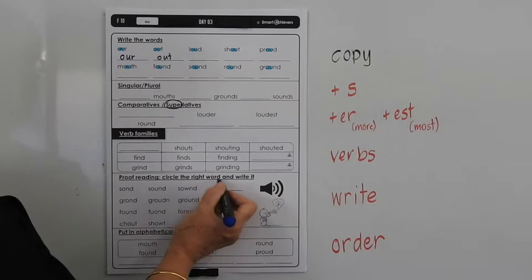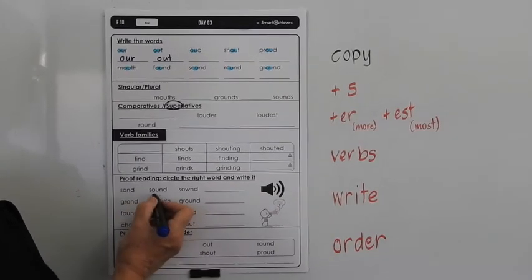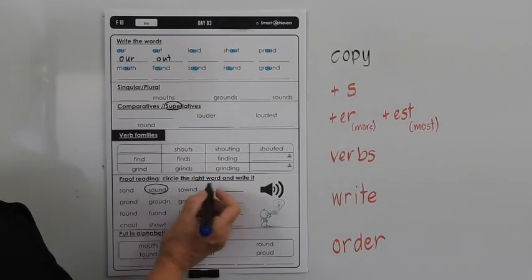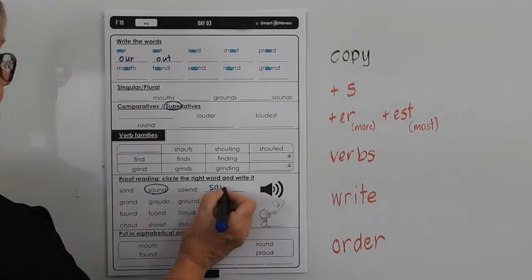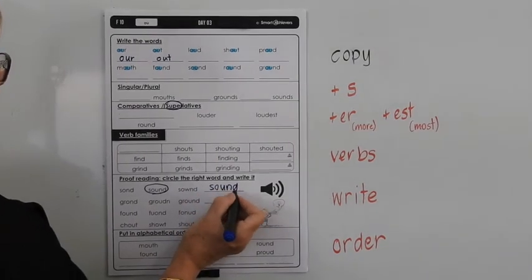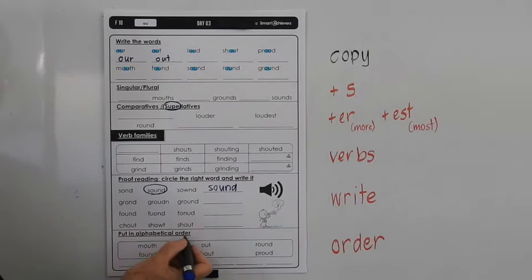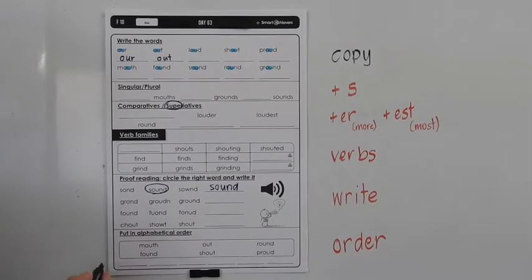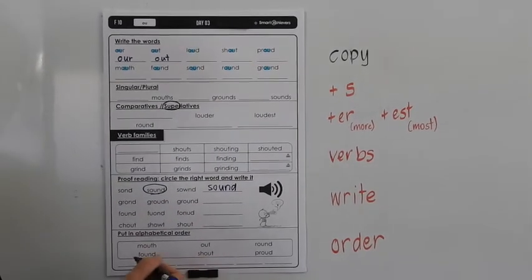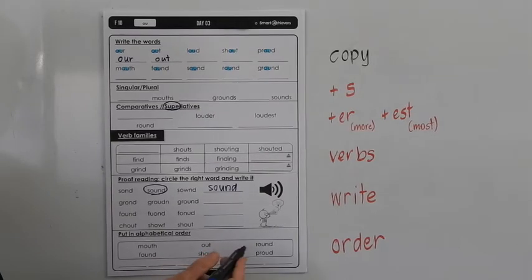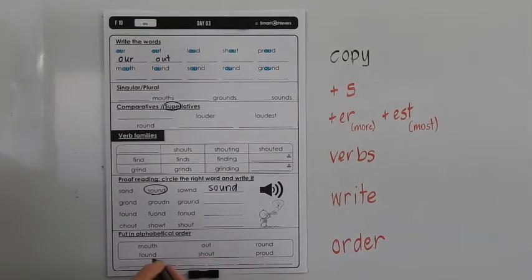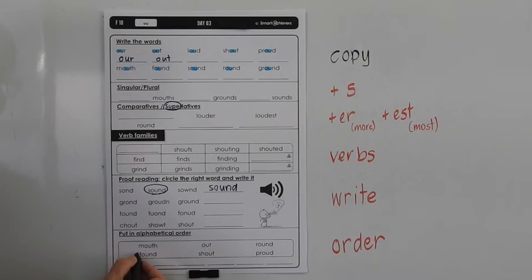Proofread, circle the right word and write it. So we've got sound, and then you just have to write it on the line. Don't get tricked. Put in alphabetical order. So let's go through A, B, C, D, E, F. Oh, we had to go a long way today. F will be the first word, so you'd write that here. You can do the rest of those on your own. Just keep going with the alphabet.